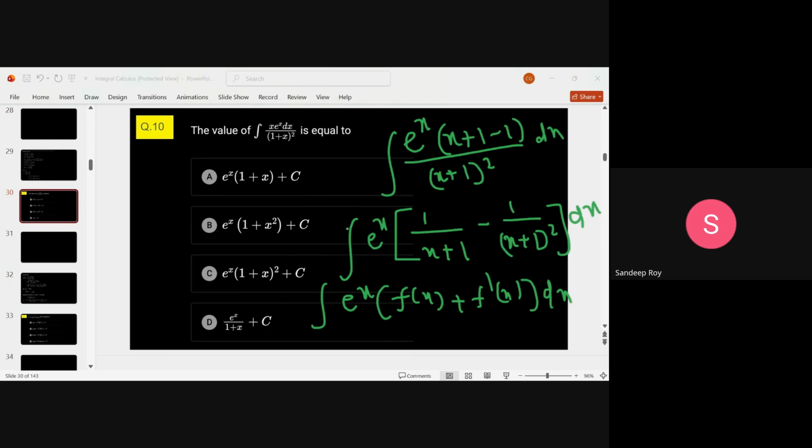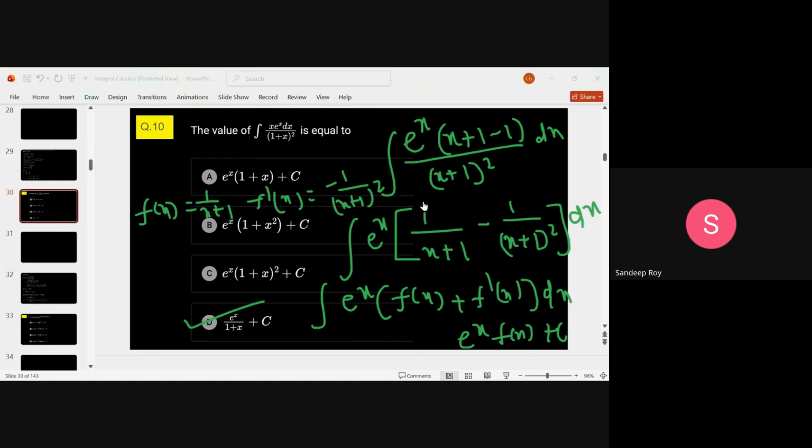You take this one as f of x. So f of x in this case is 1 upon x plus 1. Then f dash of x will be negative, minus 1 upon x plus 1 whole square. So the answer will be e to the power x into f of x plus c, correct? So which option is correct? e to the power x f of x plus c. So option D is correct. This is an easy question, formula based. Now let's go to the next question.